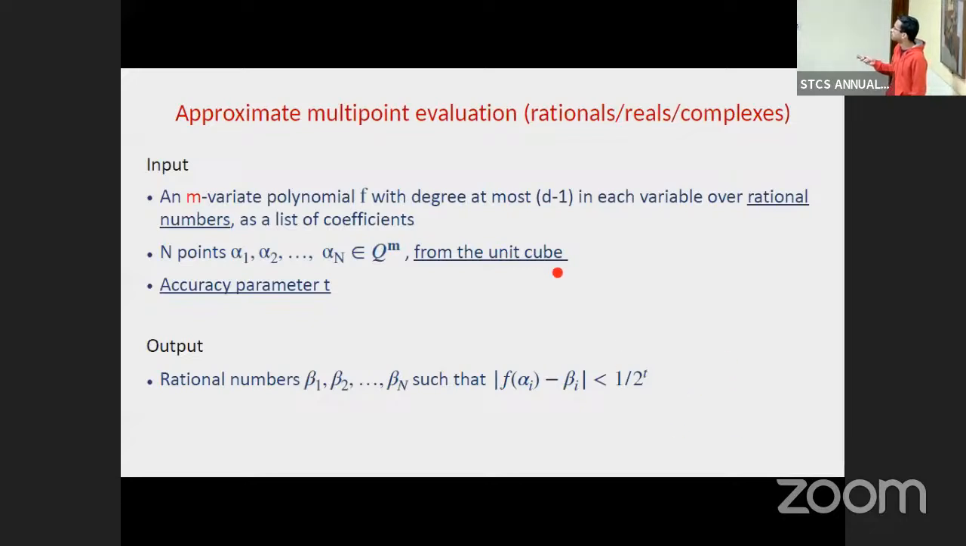The version that I will briefly mention is approximate multi-point evaluation. Suppose your field is the rational numbers. Again, your input is a univariate polynomial with rational coefficients, and you have n points. Your points are guaranteed to be from the unit cube, so every coordinate has absolute value at most 1. There is an accuracy parameter given to us, and your goal is to get the first t bits of your output right. Every output is a rational number, so you want the first t bits after the decimal point. So this is what I call approximate multi-point evaluation.